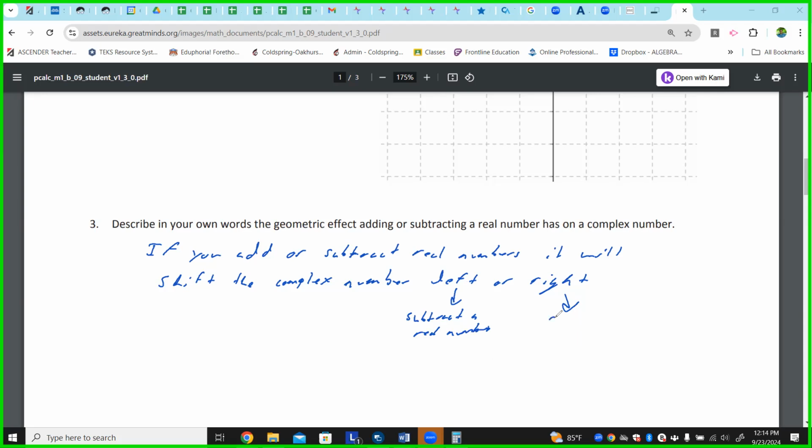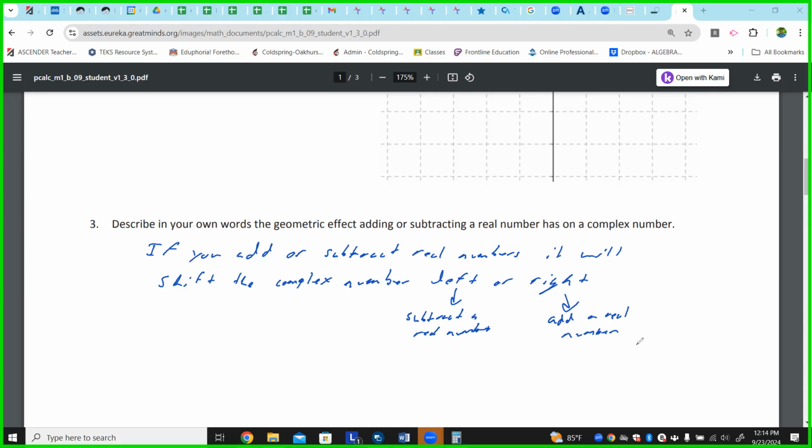Add. So if I add a real number, it shifted to the right. This makes a little bit of sense when you're talking about your transformations from way back in Algebra 1, Algebra 2, probably Geometry, and all of your stuff. Anytime we added or subtracted something outside of the function, we always saw it move left and right. So that applies in the same approach.